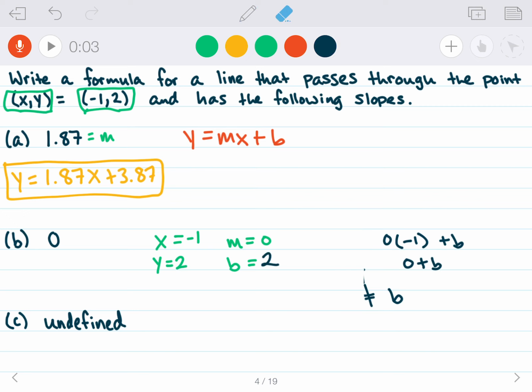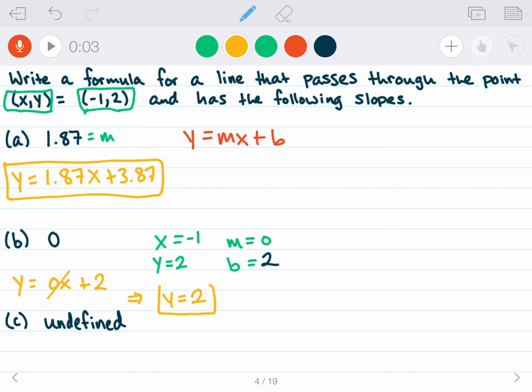So if we write this in y equals mx plus b form, we can write y equals mx plus 2. Now you're not typically going to see this 0 times x on the streets. You're just going to clear that to 0, right? 0 times anything is 0. So what we're really going to want to write is just y equals 2.